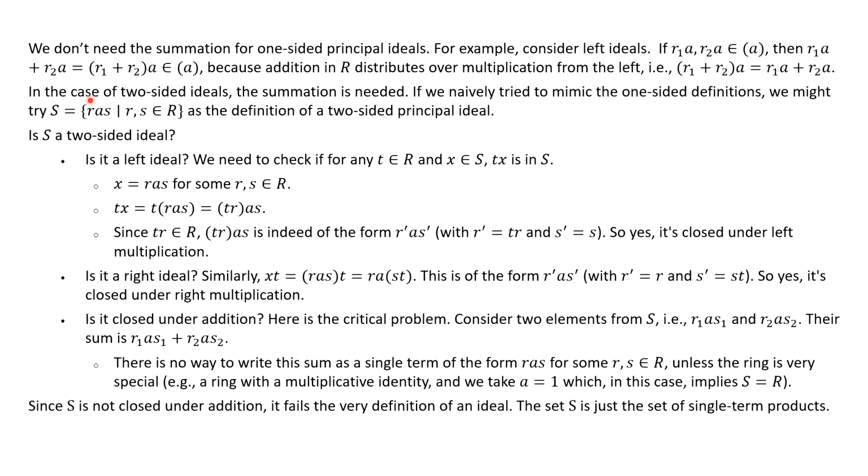So we're just going to get single terms, rA, and we're not going to be able to get any closure under addition. So in order to get closure under addition, we need to take all possible sums as we defined it in the previous slide. A bit long-winded, but just to give you some background as to why we need a more complicated definition for a principal two-sided ideal when the ring doesn't have commutativity.